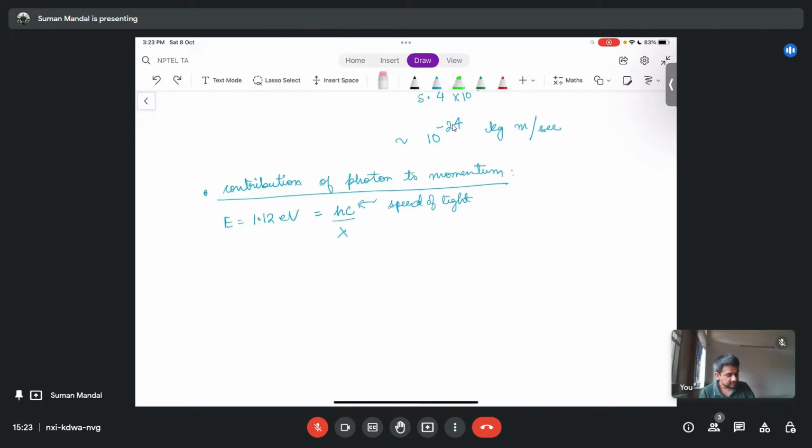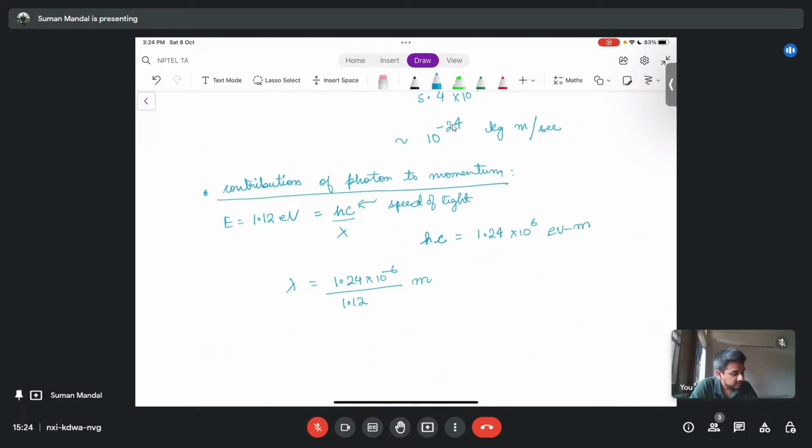Now, this h and c, if you calculate this value and convert into eV, it turns out that hc is 1.24 eV into 10 power minus 6 eV meter. This is a value that is helpful if you remember. You don't have to calculate it and then convert to eV. If you remember this, it comes out. So now lambda is equal to 1.24 into 10 power minus 6 by 1.12 meter.